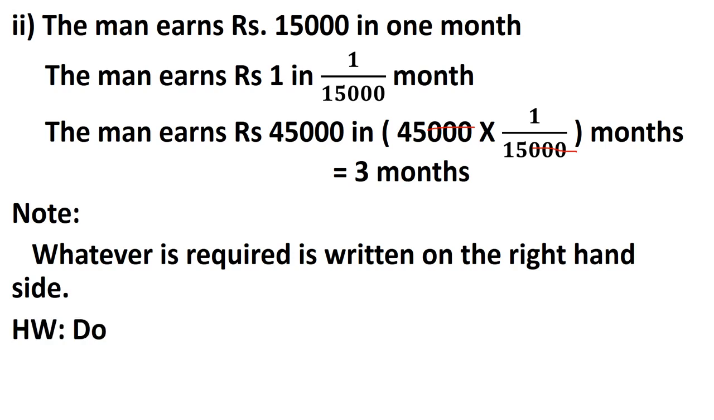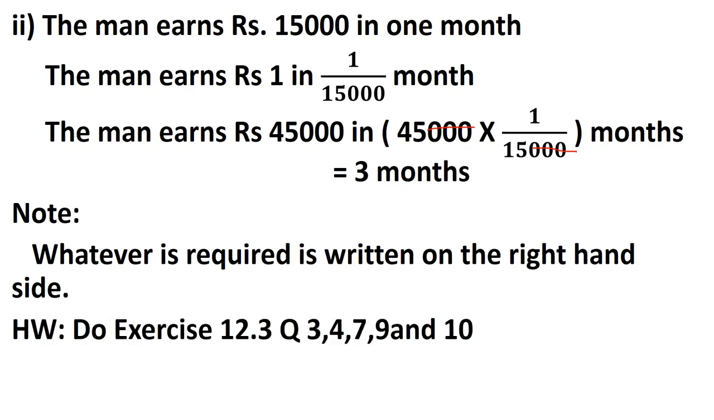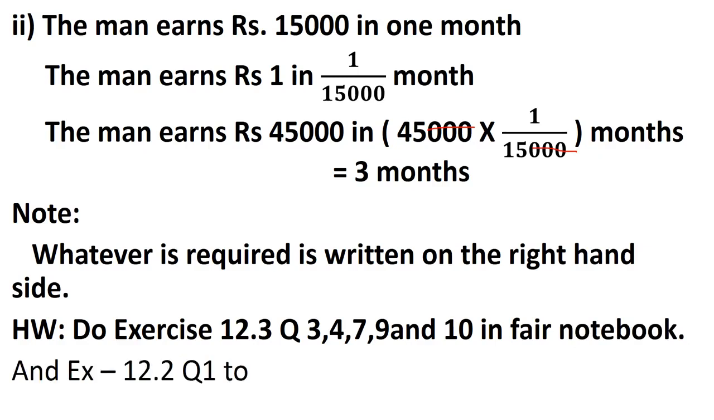Now see the homework. Do exercise 12.3, question number 3, 4, 7, 9 and 10 in fair notebook. These are the unitary method questions. And exercise 12.2, questions 1 to 4, B and C parts only in fair notebook. These are the questions of proportion.